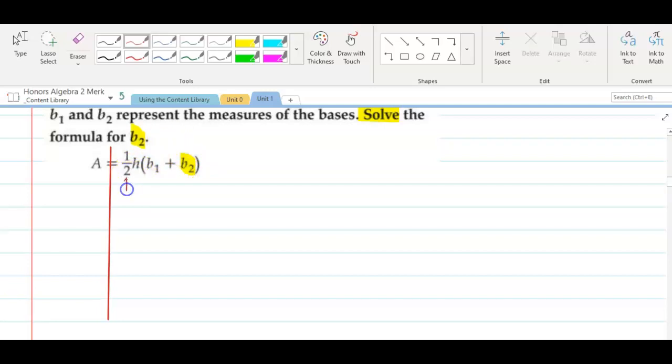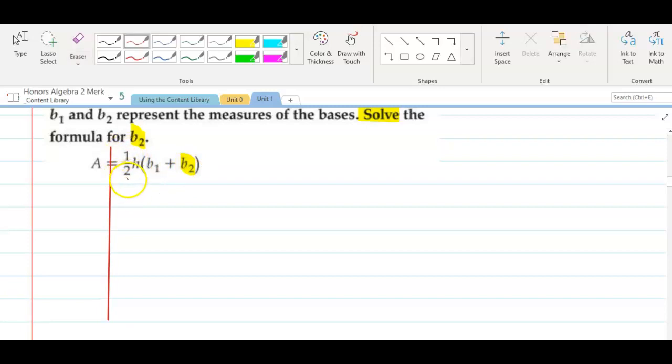I need to get rid of the 1/2, I need to get rid of the H, and I need to get rid of the B1. And a way to kind of think about this is which of these 3 is furthest away from the B2? And that would be the 1/2. So we're going to start by getting rid of 1/2.